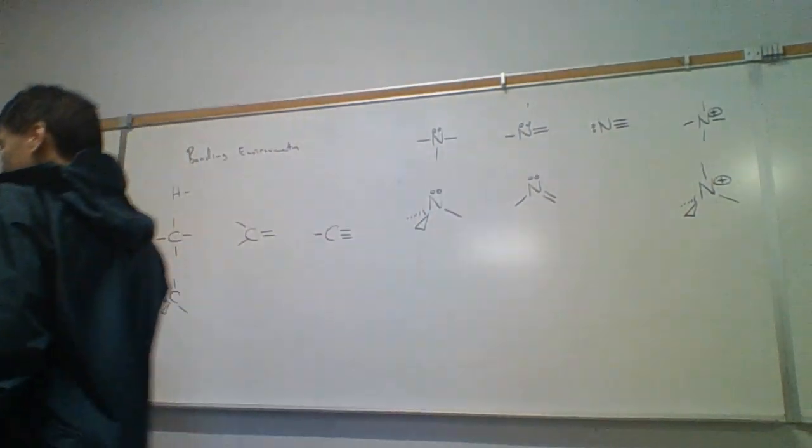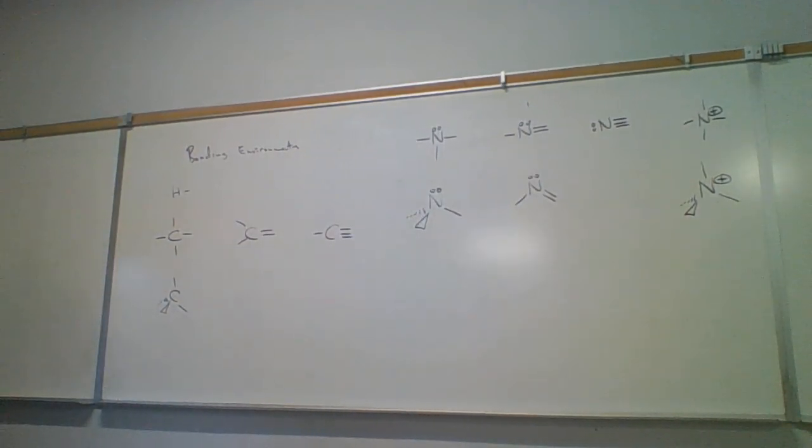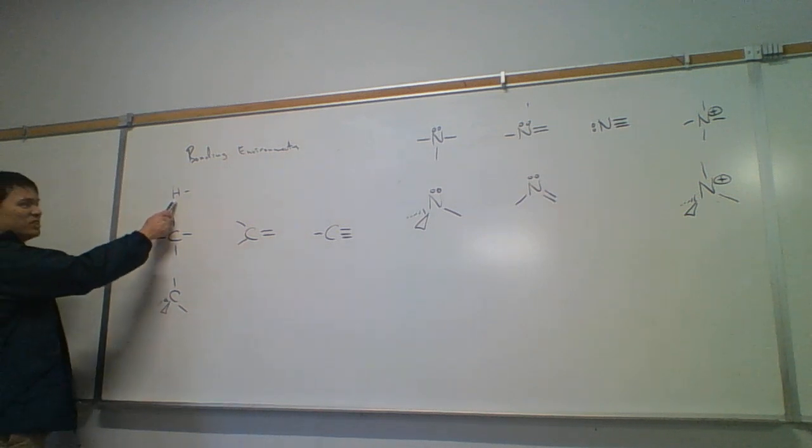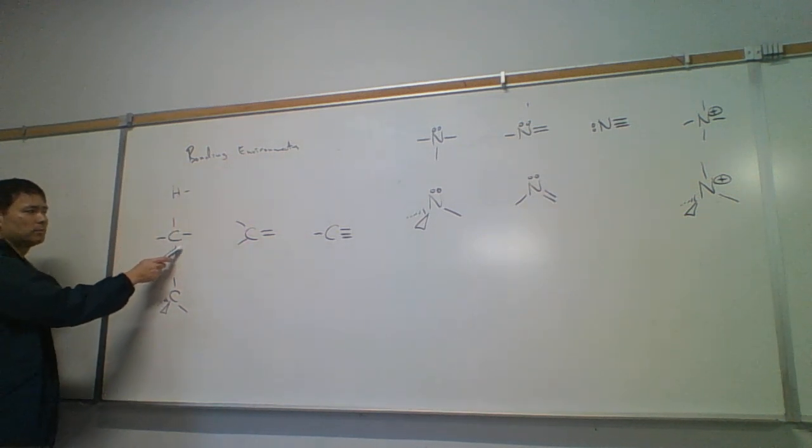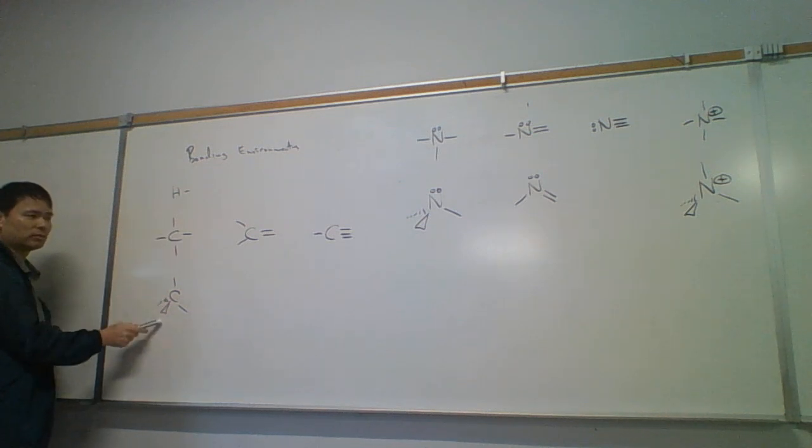Lewis structures. I think what people need to do is to look at the different types of bonding environments that we commonly encounter. For example, hydrogen, always just a single bond. Carbon's going to have 4 total bonds. It could be 4 single bonds in a tetrahedral arrangement like this. We call this tetrahedral carbon.